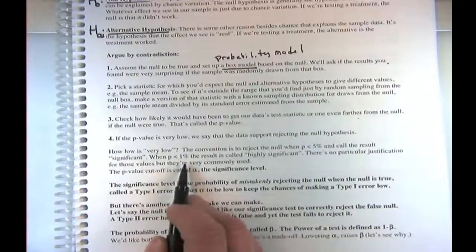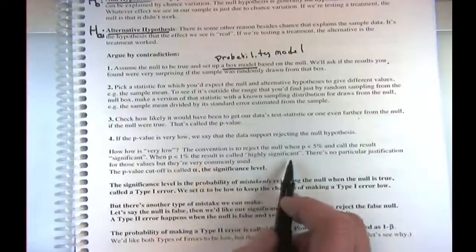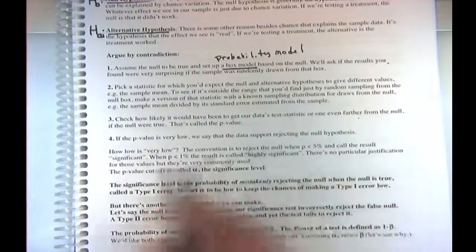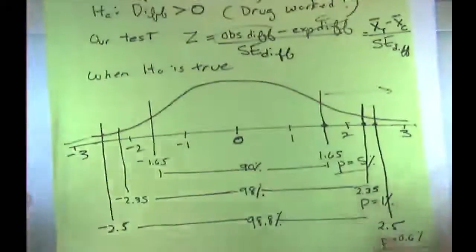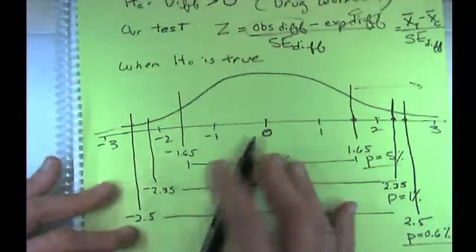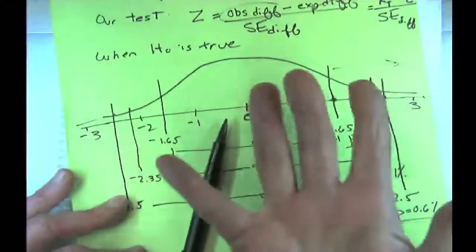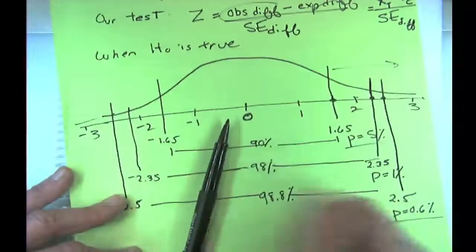When p is less than 1%, the result is highly significant, but there's no particular justification for these values. They're just very commonly used. Probably just because we have 5 fingers. That's probably why the 5% is such a big deal, the cutoff.